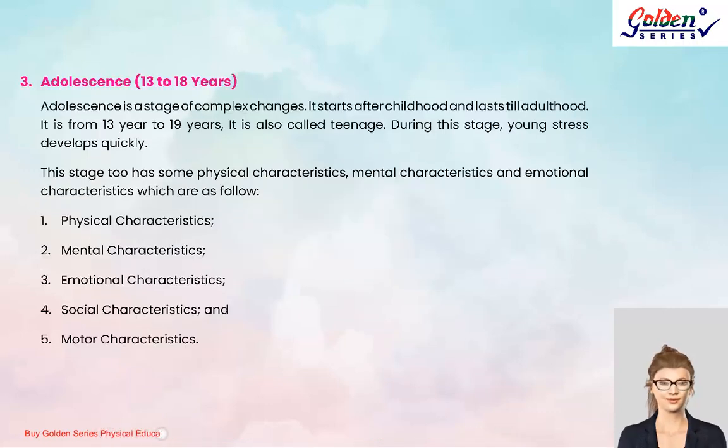3. Adolescence, 13 to 18 years. Adolescence is a stage of complex changes. It starts after childhood and lasts till adulthood. It is from 13 years to 19 years. It is also called teenage. During this stage, young people's stress develops quickly. This stage too has some physical, mental, and emotional characteristics, which are as follows.